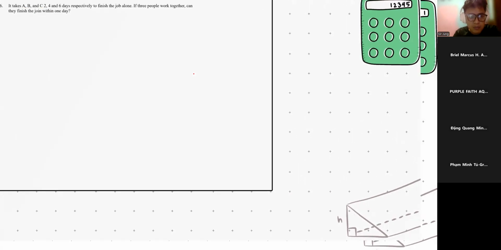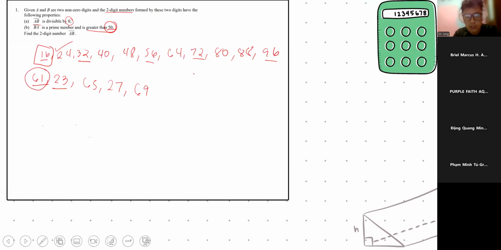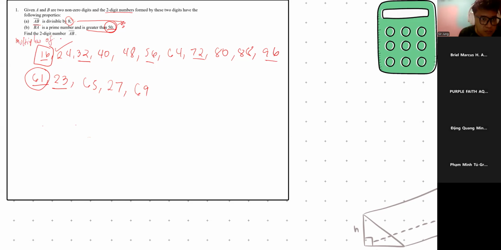So I'll just go back to number 1 for a bit because someone asked for it. Should I explain this again? I'll just explain it quickly, okay? So AB is divisible by 8, right? So we have two-digit numbers, then we have these conditions, okay? Since this is divisible by 8, we just need to list all possible multiples of 8, right? So these are the multiples of 8.